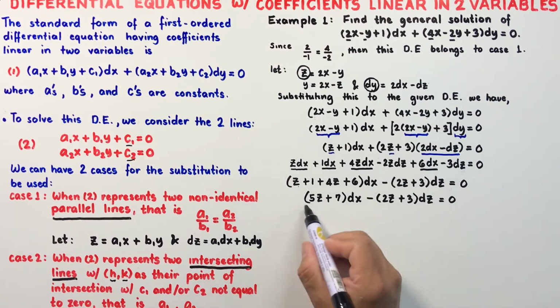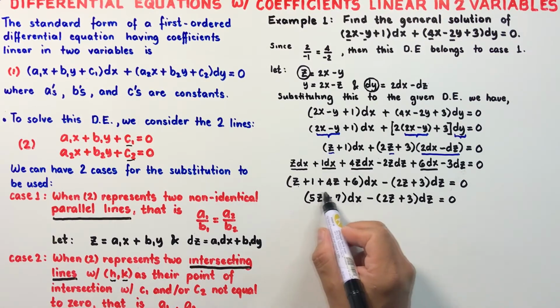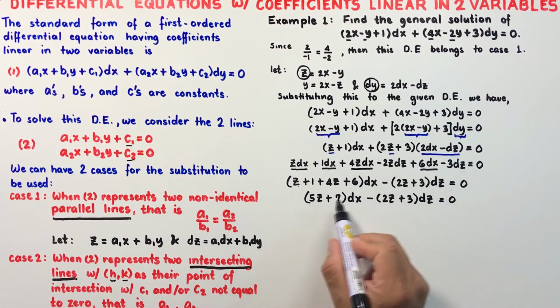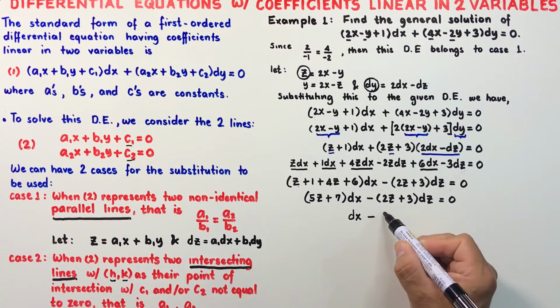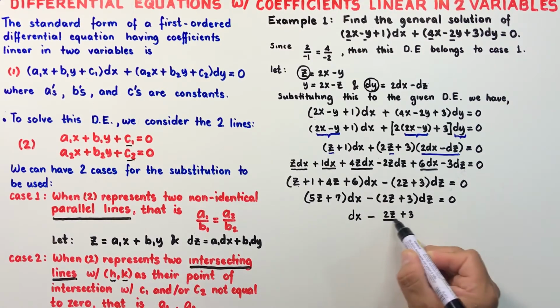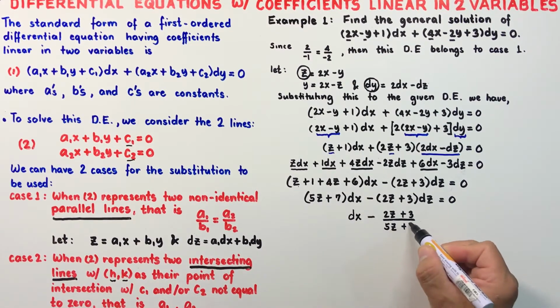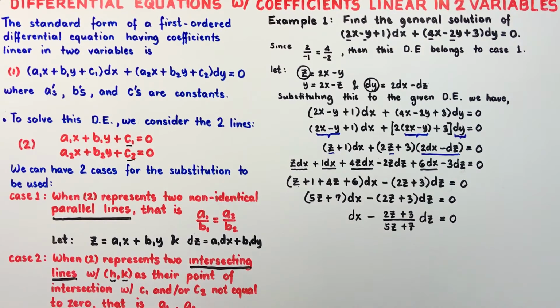And you notice that this binomial is in terms of z. So this should not be a multiplier of dx. And to remove this binomial, we need to divide both sides of the equation by this binomial 5z plus 7. So what remains here is just dx minus 2z plus 3 divided by this binomial, 5z plus 7, times dz, which is equal to 0. And as you observe, this is already a separable differential equation. So therefore, we can solve this differential equation easily.